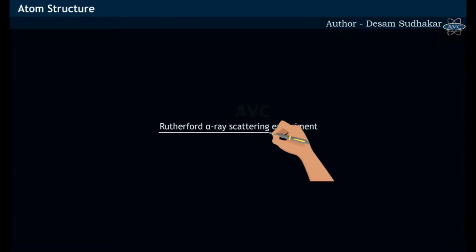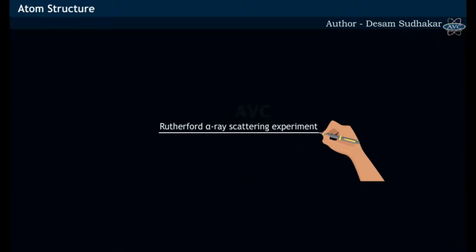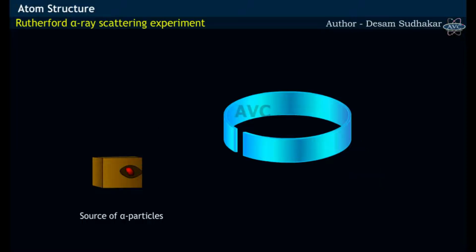Rutherford's alpha ray scattering experiment. The experimental apparatus of Rutherford consisted of a radioactive element like uranium, which is a source of alpha particles, placed in a lead cage. Generally, alpha rays consist of doubly positive helium ions, or He2+.